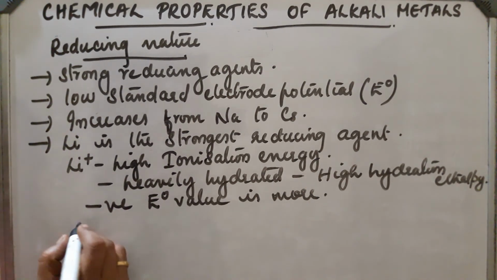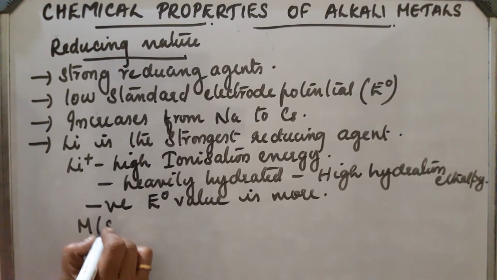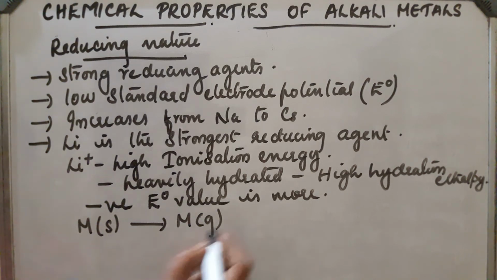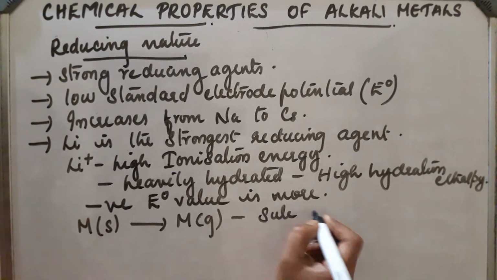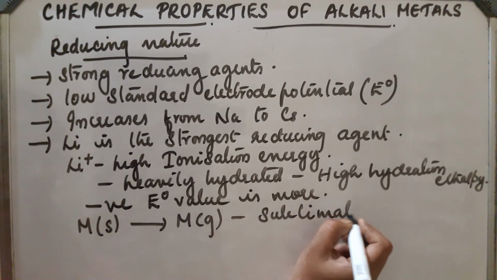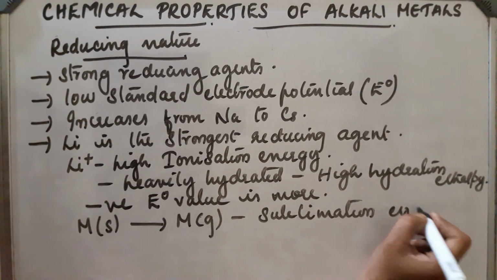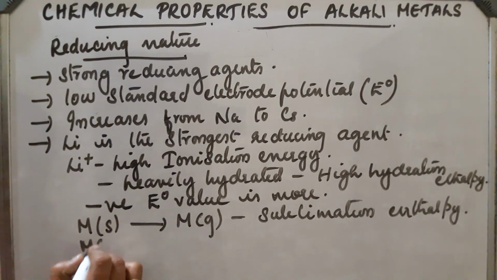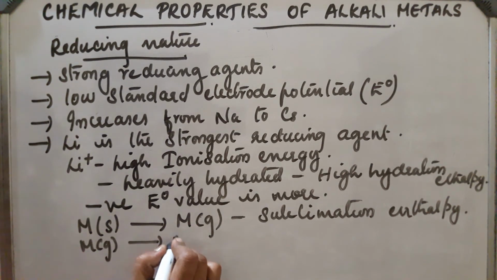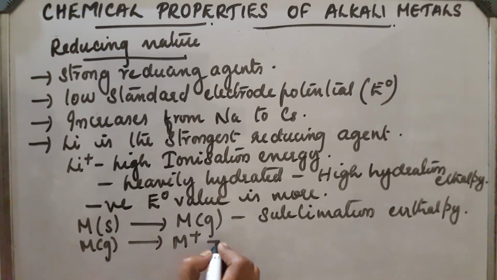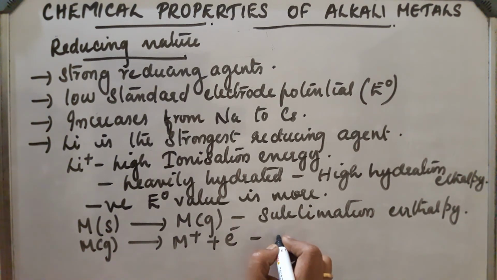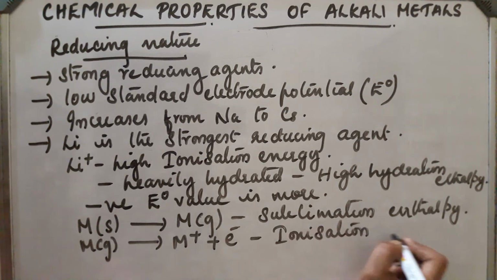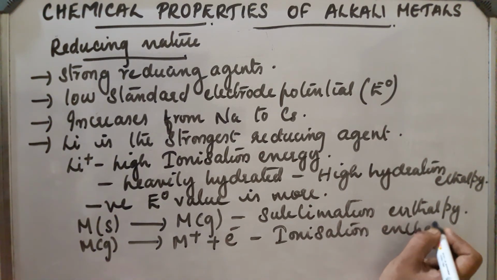Okay, and in this case the metal gets converted into the gaseous state, and the energy required is called sublimation energy, the sublimation enthalpy. Okay, and from this gaseous state, it releases one electron and ionization energy, or ionization enthalpy, this much energy is involved during this process.